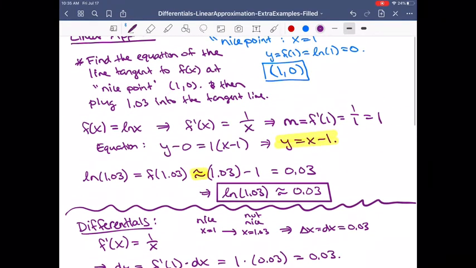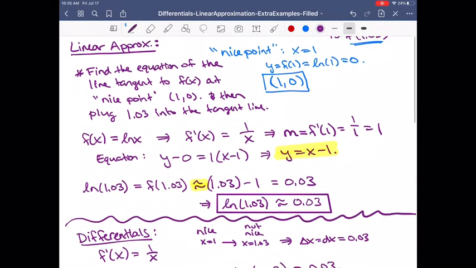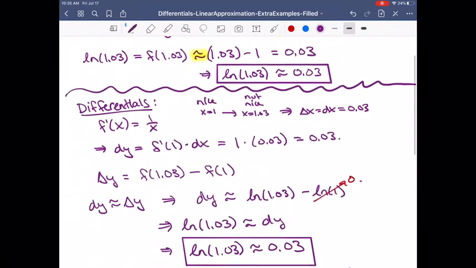Okay, either of them are fine to use. Like I said, I prefer the linear approximation because it just makes more sense to me. It's doing the stuff I've already done.